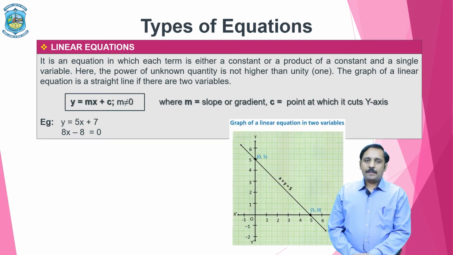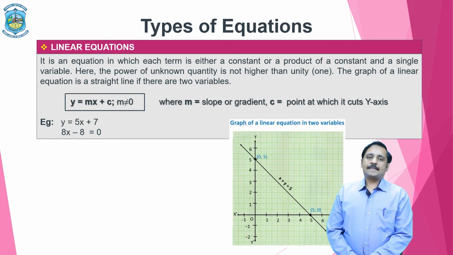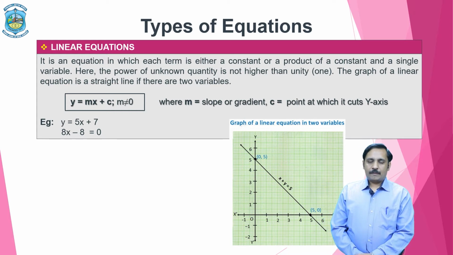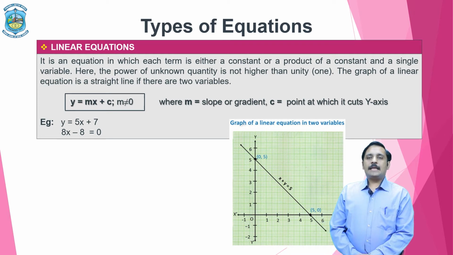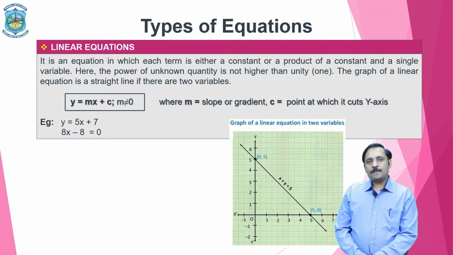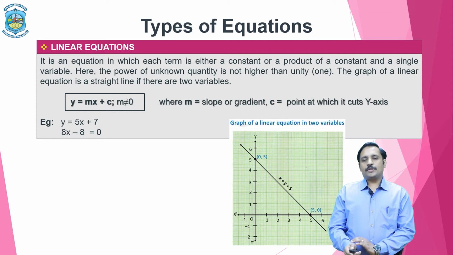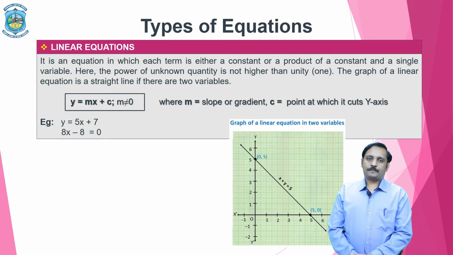If we plot a graph of the linear equation, we get a straight line if there are only 2 variables. For example, we have an equation of a line as y is equal to mx plus c, where m is the slope or the gradient and c is the point at which this line cuts the y-axis. For example, we have equations like y is equal to 5x plus 7, 8x minus 8 is equal to 0. Here if you see, the unknown variables x, y have the highest power as 1 only. So this is called a linear equation.